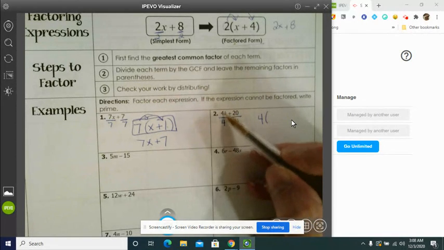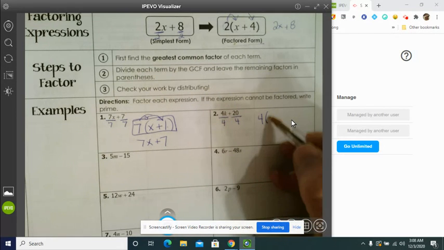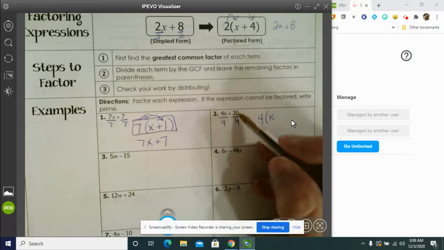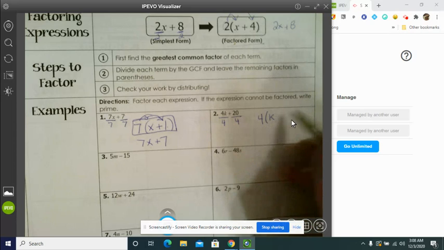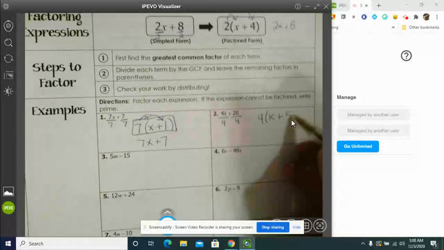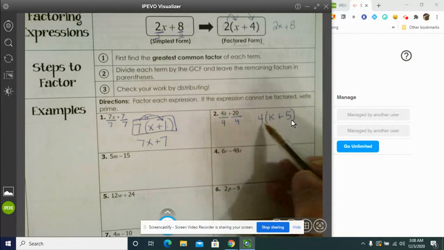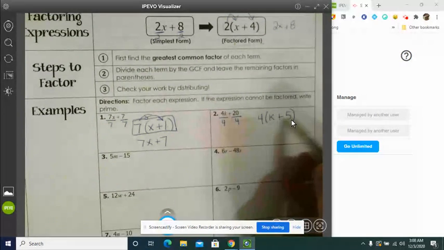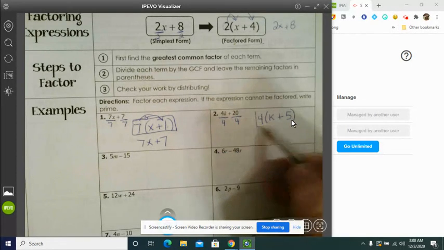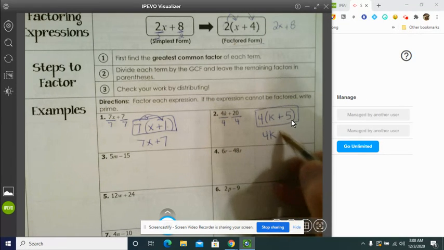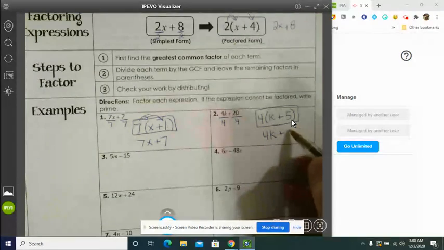So 4k divided by 4 is going to leave me with k. 20 divided by 4 is going to leave me with positive 5. So 4 times k plus 5 is my answer, but I want to see if it works. So I'm going to say 4 times k is 4k plus 4 times 5 is 20.